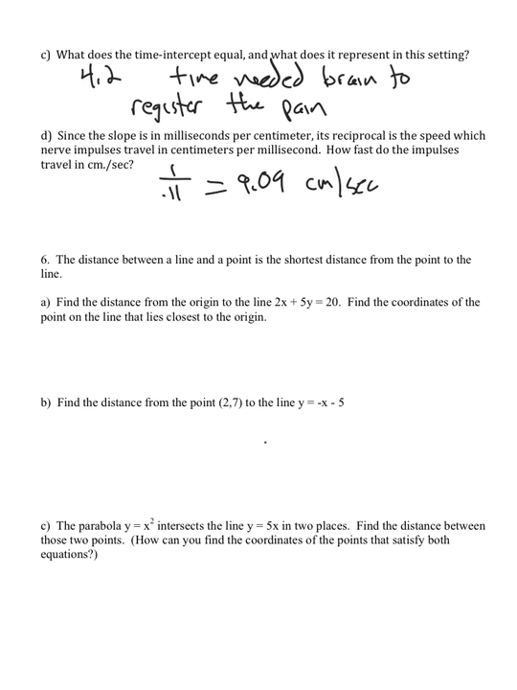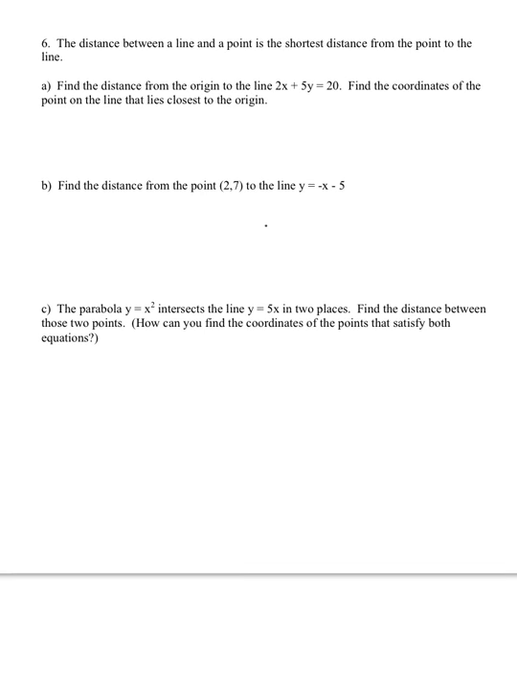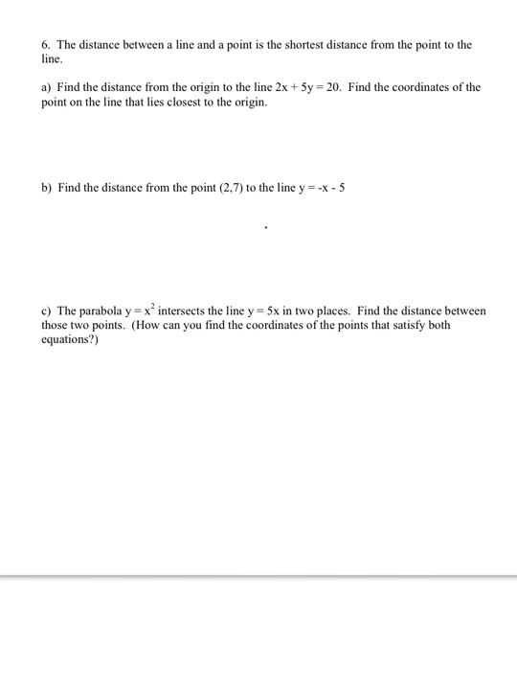Okay, so next one here, we're told that the distance between a line and a point is the shortest distance from the point to the line. Find the distance from the origin to the line 2x plus 5y equals 20. Whenever we find the distance between a line and a point, we're always going to find the perpendicular distance. So in this case, we have the line 2x plus 5y is equal to 20.